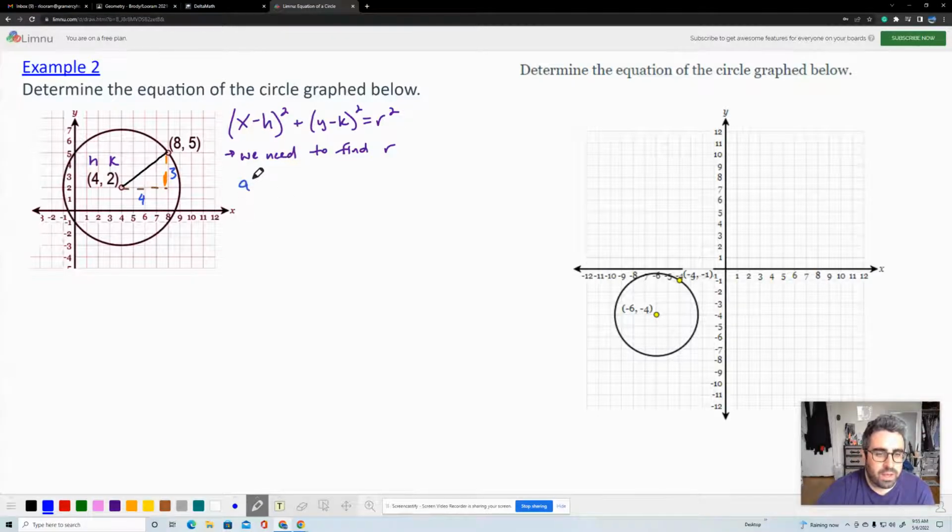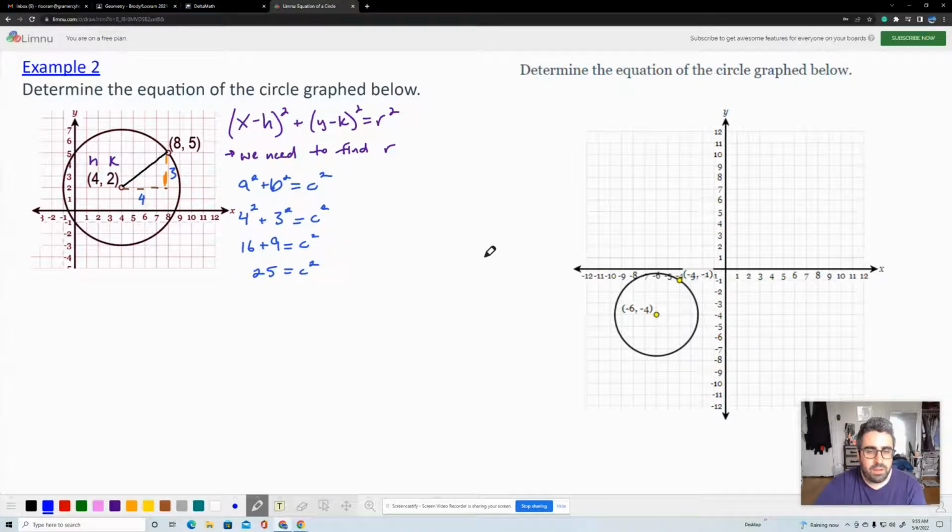So I'm using Pythagorean theorem, a squared plus b squared equals c squared. My a value, I could say, is 4 or 3. So I'm going to say 4. My b value is 3 then. And we're looking to find c. So 4 squared is 16. And 3 squared is 9. And 16 plus 9 is 25.